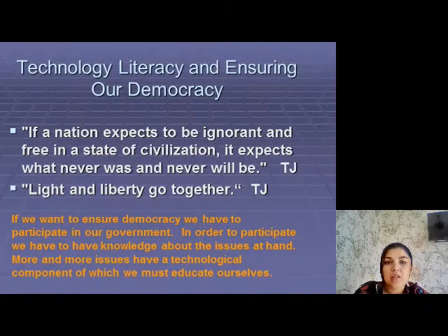Technological literacy and ensuring our democracy. "If a nation expects to be ignorant and free in a state of civilization, it expects what it never was and never will be. Light and liberty go together." If you want to ensure democracy, we have to participate in our government. In order to participate, we have to have knowledge about the issues at hand. More and more issues have a technological component of which we must educate ourselves.